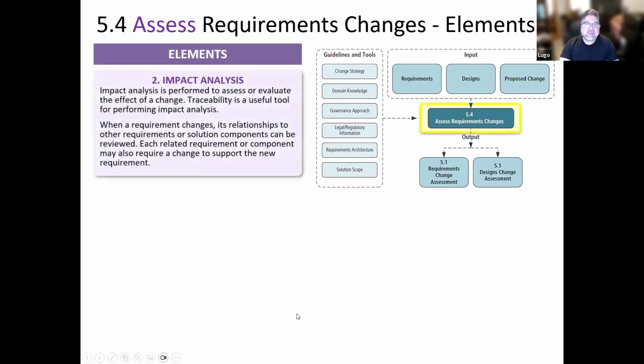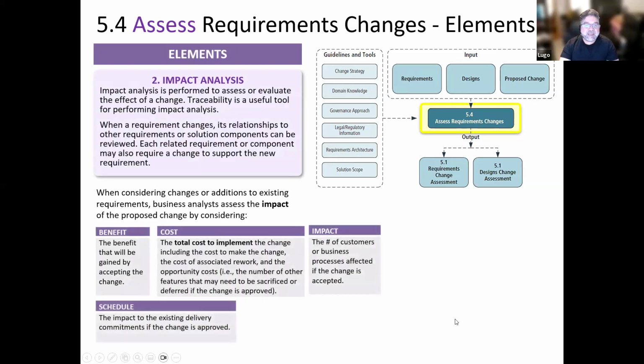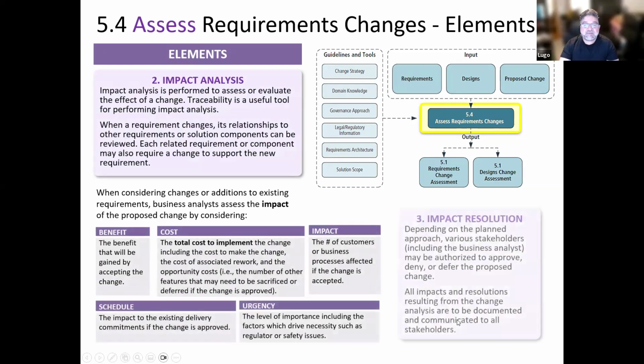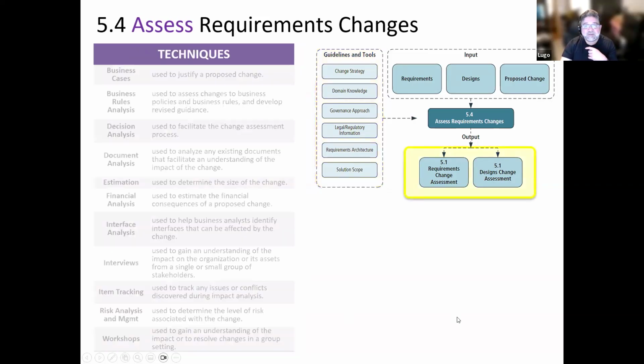From there, we have some elements, impact analysis as well, where you have benefits, cost, impact, and a schedule and urgency, with impact resolution being the end result. And then you have some guidelines and tools that are in use at this stage, which include governance approach, legal, regulatory information, requirements, architecture, solution scope, etc.